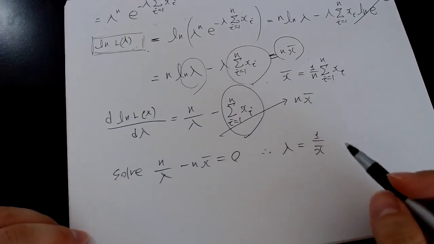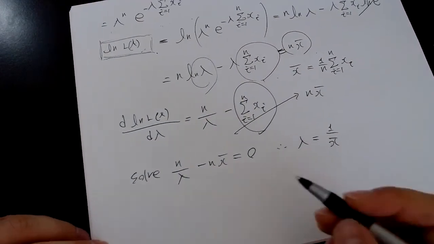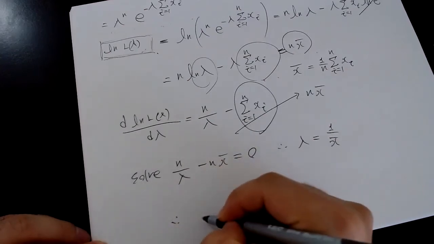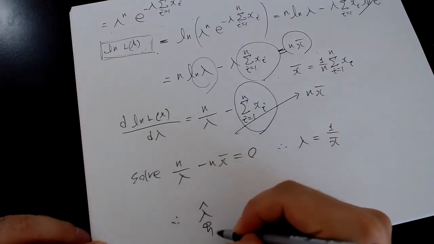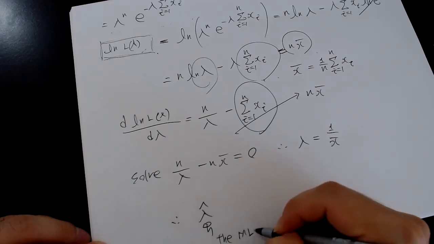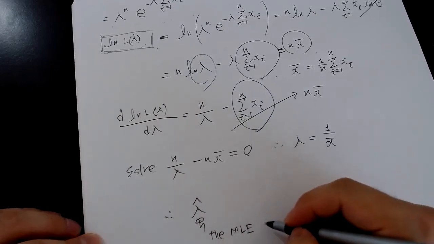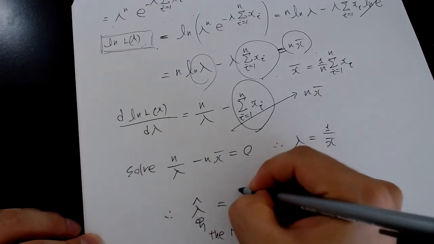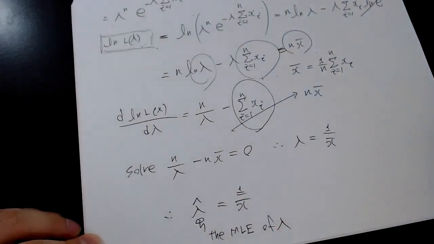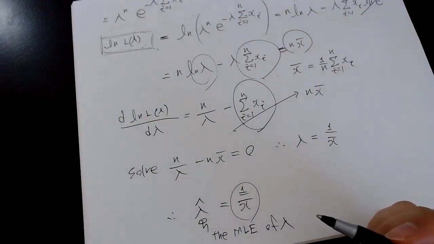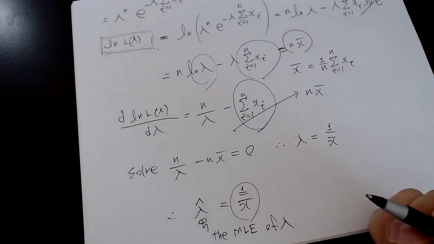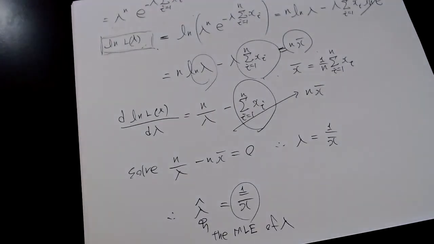So now we can say that lambda hat, the MLE, the maximum likelihood estimator of lambda, is equal to 1 over x bar. That is the same as the moment estimator. Actually, we figured out the moment estimator of lambda in the exponential distribution earlier, and that was also 1 over x bar.